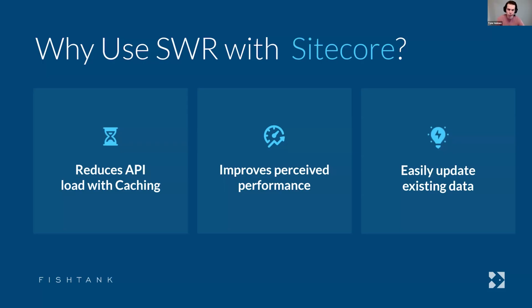So why do we want to use SWR with Sitecore? Well, the main reason is it reduces API load with caching. It allows pages to load fast with cached data. This gives the appearance of faster APIs. So if you're heavily restricted by how slow your APIs are, this is a great way to circumvent that and give the appearance of a faster website. It also allows you to easily update any existing data. A great example of that could be if you had a counter showing how many people visited a page, you can update that every 10 seconds. You can get right down into the details and update that as much and as easily as you want.